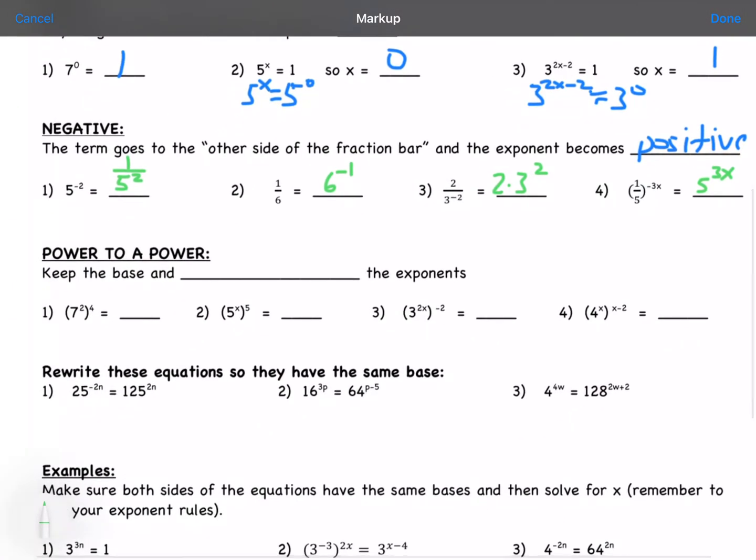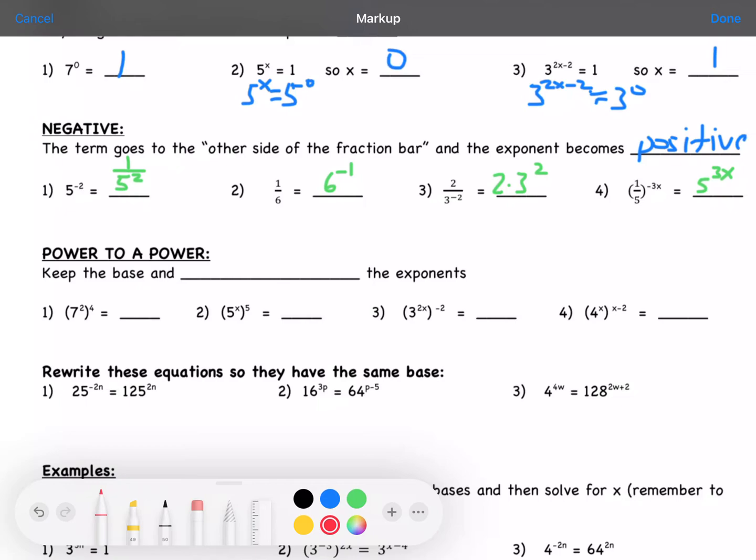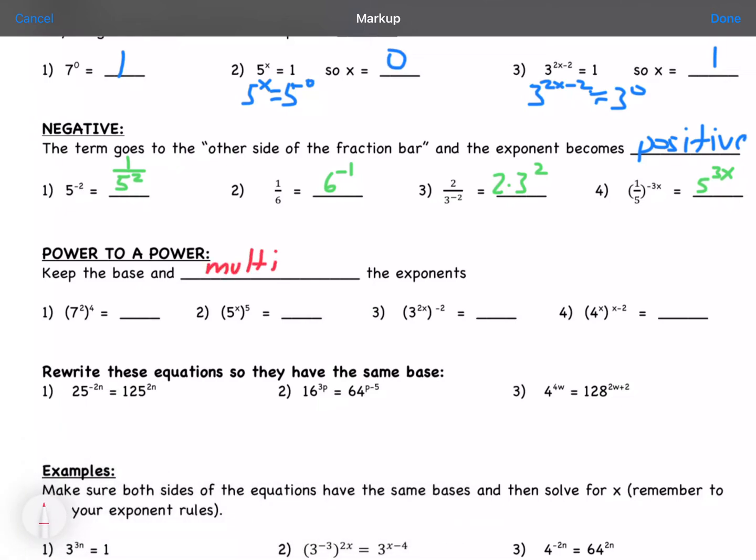And then power to a power, keep the base and multiply the exponents. So when you have one exponent raised to another exponent, you multiply those together. So 7 squared raised to the 4th is 7 to the 8th. 5 raised to the x, which is raised to the 5th power, is 5 to the 5x. 3 raised to the 2x raised to the negative 2, we would write as 1 over 3 to the 4x. And then 4 raised to the x minus 2 becomes 4 to the x squared minus 2x power.